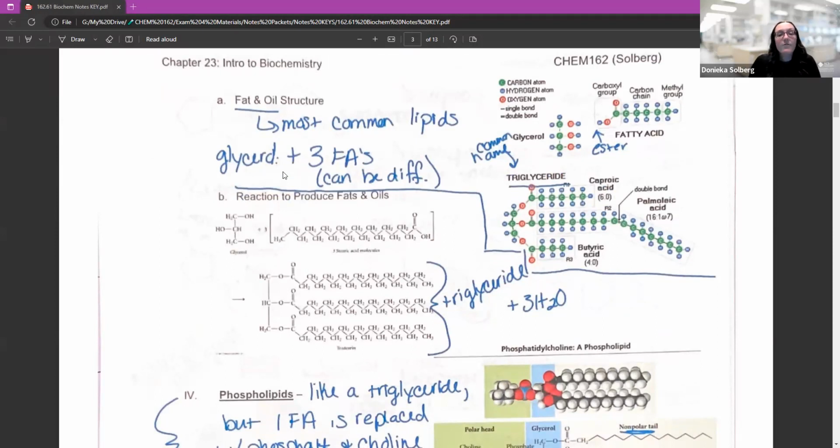So a fat molecule is a glycerol. What is a glycerol? A glycerol has 3 alcohols on it. That OL means alcohol. This is a glycerol molecule. It is just 3 carbons, and each one has an OH on it. That's a glycerol, and it is bonded to 3 fatty acids.